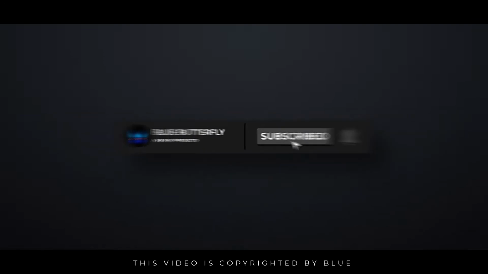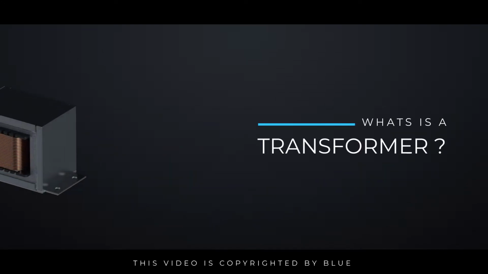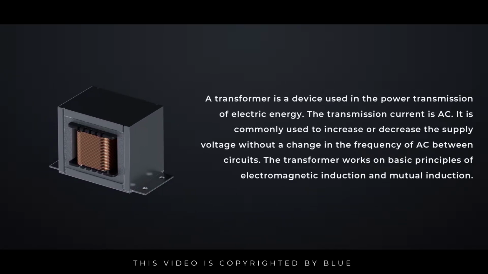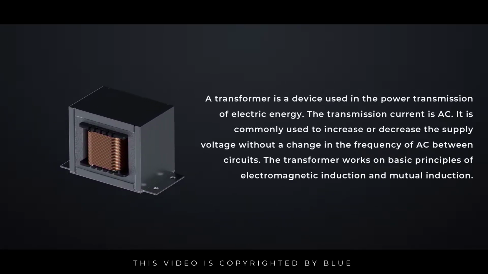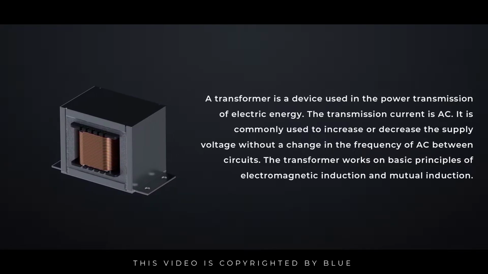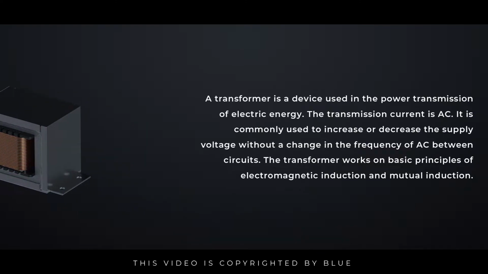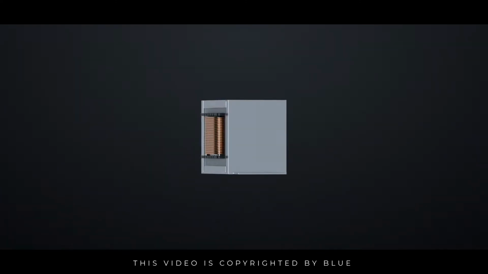Okay, let's get started. First, let's see what is a transformer. A transformer is a device used in the power transmission of electric energy. The transmission current is AC. It is commonly used to increase or decrease the supply voltage without a change in the frequency of AC between circuits. The transformer works on the basic principles of electromagnetic induction and mutual induction.